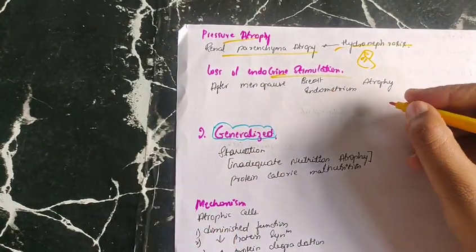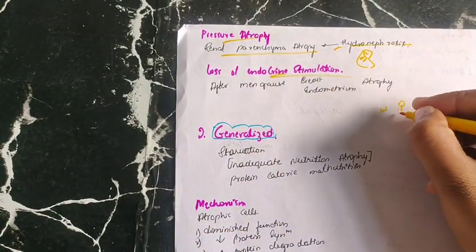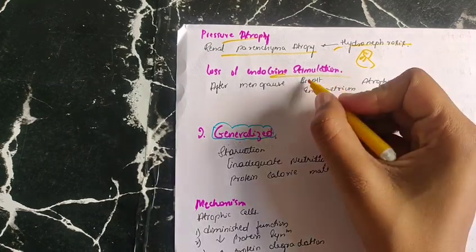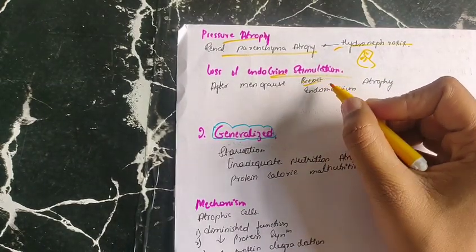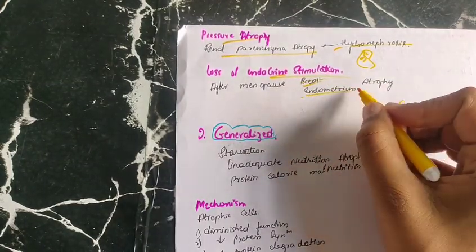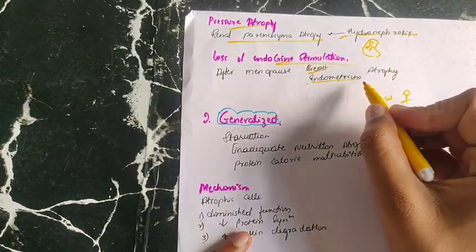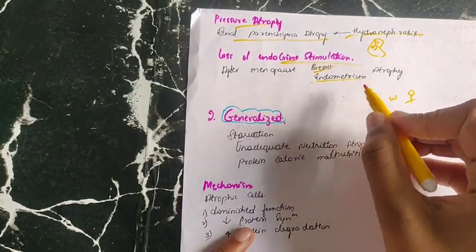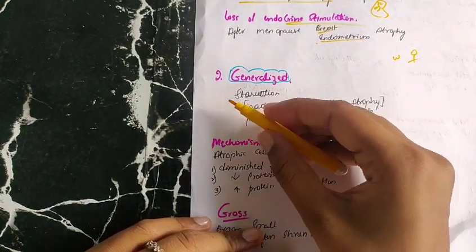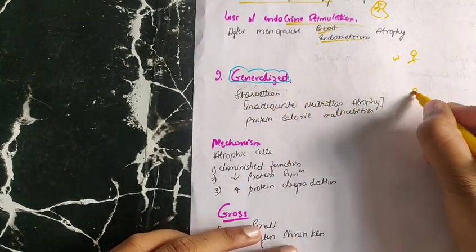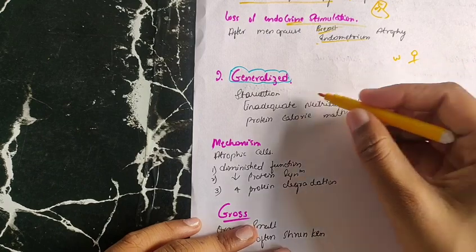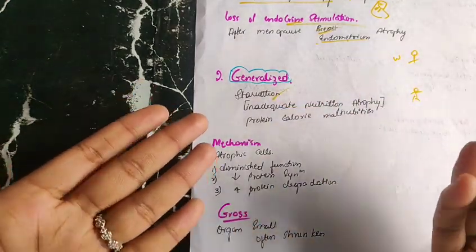After menopause, in a woman, there won't be proper prolactin, estrogen, progesterone and so on. The progesterone won't maintain the endometrium wall, and the breast is also not maintained by these hormones. Hormone secretion will be reduced gradually, so there will be atrophy of the breast and endometrium. And there is generalized atrophy, meaning the entire body undergoes atrophy, that is during starvation, when there is inadequate nutrition.